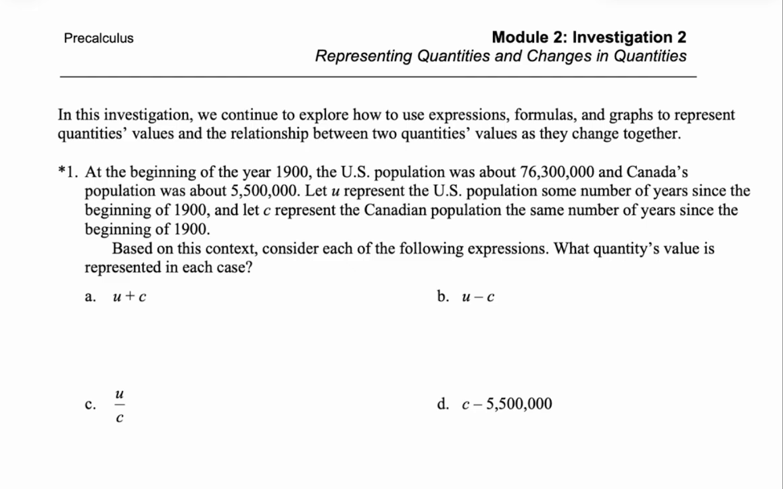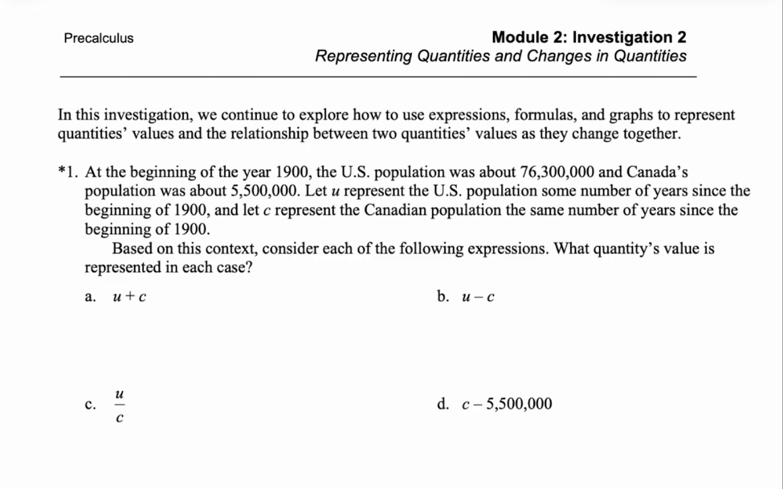So number 1 says, at the beginning of the year 1900, the US population was about 76,300,000, and Canada's population was about 5,500,000. We're going to let U represent the US population some number of years since the beginning of 1900, and we're going to let C represent the Canadian population the same number of years since the beginning of 1900. Based on this context, consider each of the following expressions. What quantity's value is represented in each case?